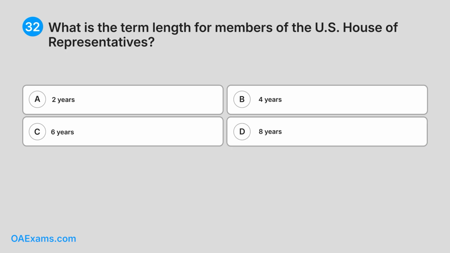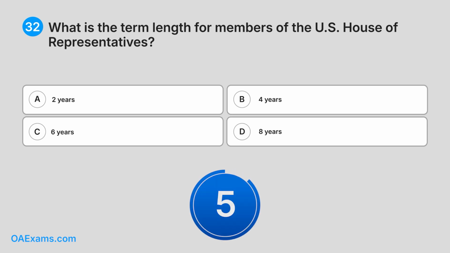32. What is the term length for members of the U.S. House of Representatives? A. 2 years. B. 4 years. C. 6 years. D. 8 years. Do you know the answer?